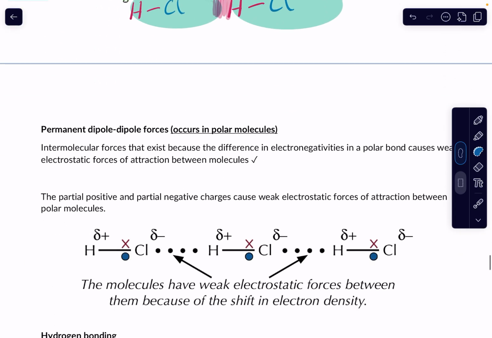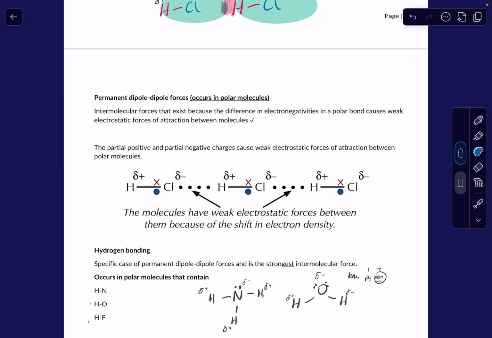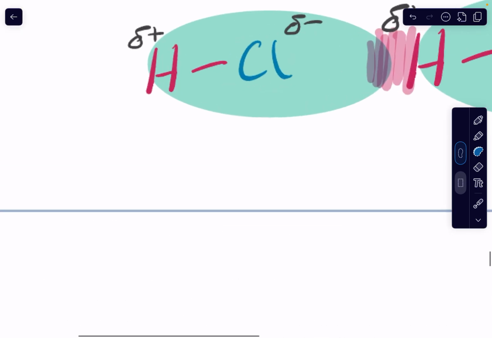Now this brings us on to some of the definitions. Again, you need to read these because I'm just trying to explain the concept to you, but they only exist in molecules that have electronegativities within the polar bond. So this red line is our covalent bond.